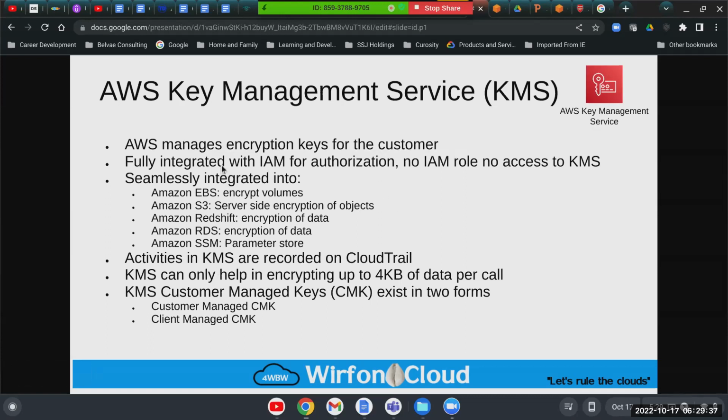So the whole element is that the encryption keys which are used to secure that data are what AWS manages, right? So AWS manages the encryption keys for the customer. So they use KMS to do that.